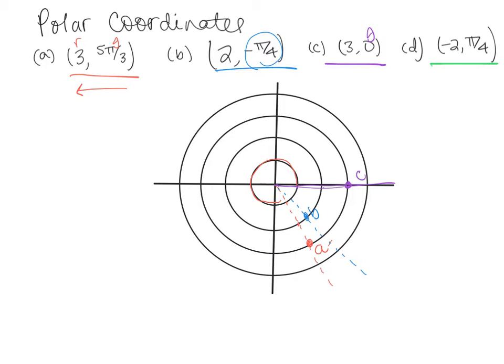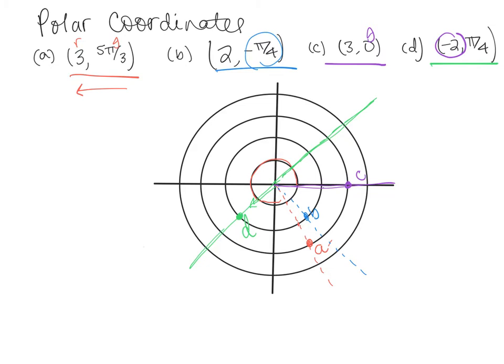And the last one, and this is where it gets the most confusing, is when you have a negative r value. So still, go to the angle first, so pi over 4. That's going to be halfway from the first quadrant, but now you're going to go the opposite direction for the r value. So this is why it makes most sense to go to the angle first. Pi over 4 is up in the first quadrant, but we're going to go the backwards way. Go backwards, negative 2. So that's where point D would be.